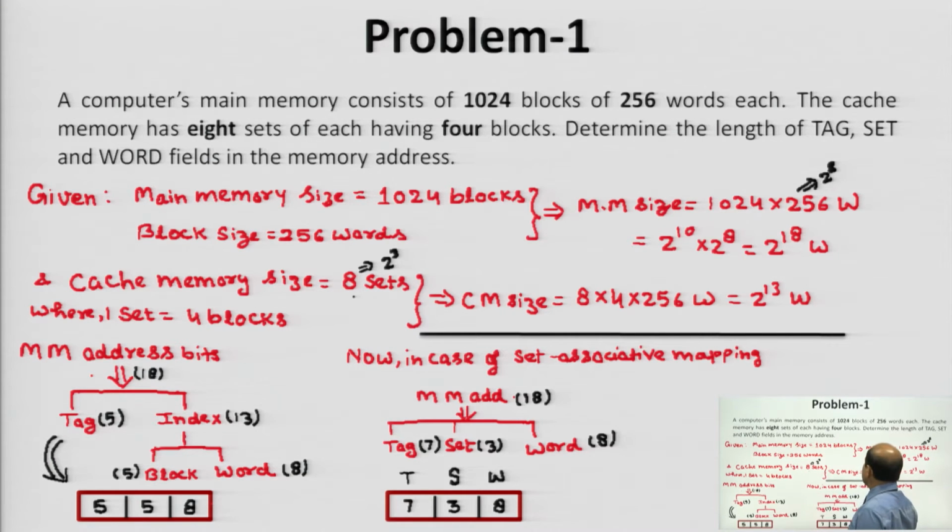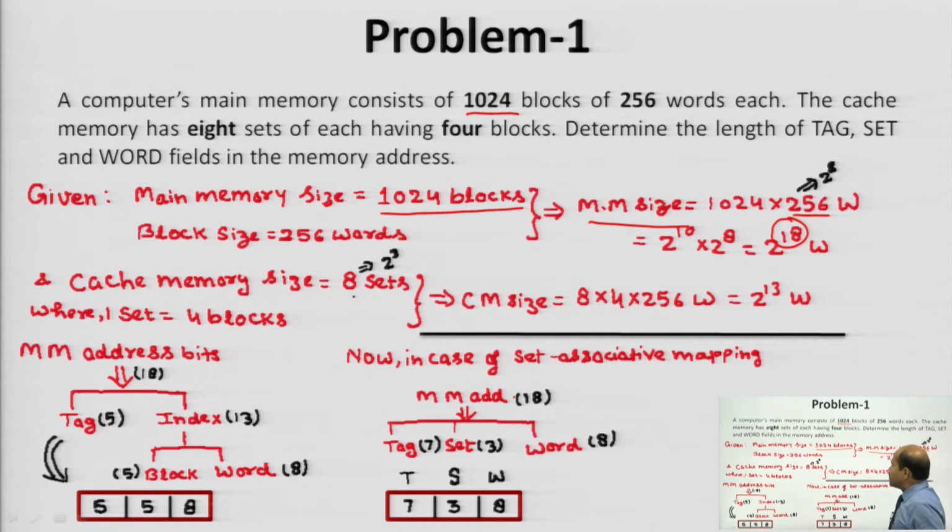A computer's main memory consists of 1024 blocks and 256 words in each. That means the main memory size is 1024 blocks, where one block size is 256 words. So, this can be converted into the number of words. What is the main memory size in this case? Main memory size is 1024 multiplied by 2 to the power 8, or 256 words. So, that comes as 2 to the power 18.